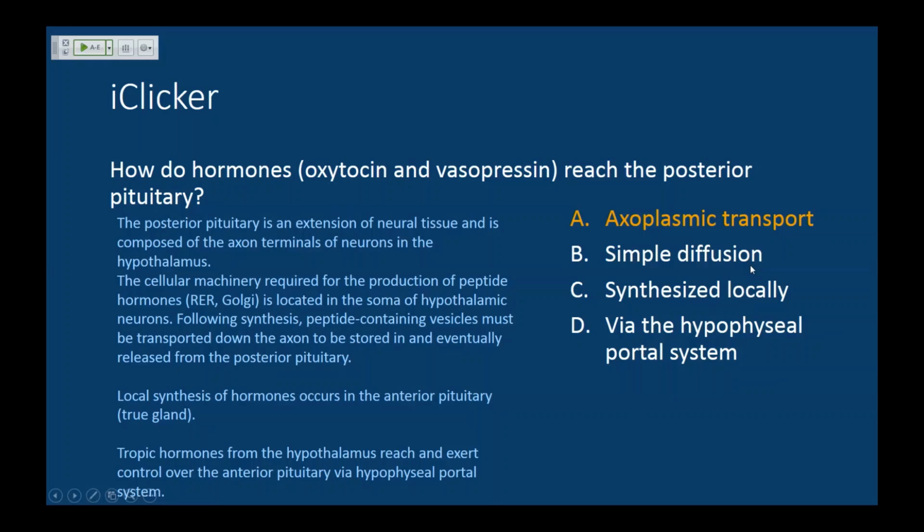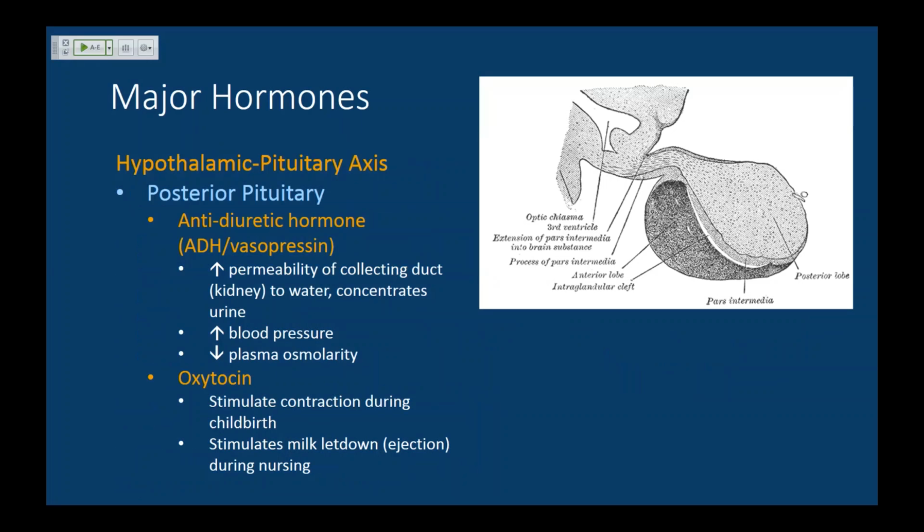Okay, so there's my explanation. Again, synthetic machinery in the cell body packages these hormones and they then travel down the axon. So this is an illustration I like for the purposes of demonstrating that the posterior pituitary is neural tissue. You can see these are axons running down this pituitary stalk into the posterior lobe.